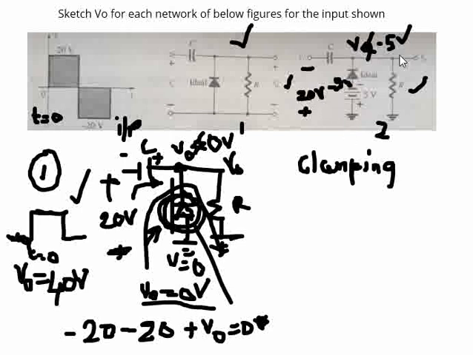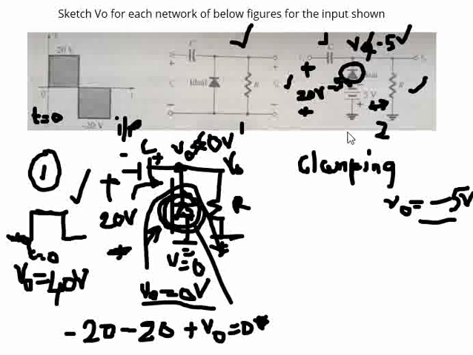When this diode is forward biased, minus 5 volts is in parallel with R, which means V out is straight away minus 5 volts. So when we give minus 20 volts and the diode is forward biased, the output is minus 5 volts. Then when you give positive 20 volts, the capacitor would have already charged to 20 volts, and the diode will be reverse biased in that state.